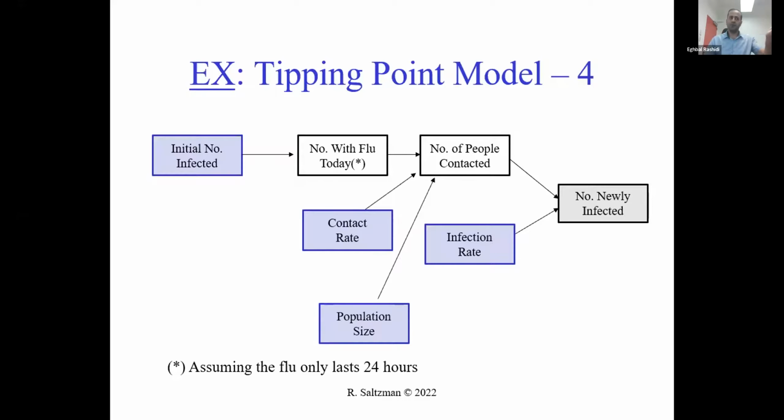Also, the initial number of infected was a constant value that goes to the number of people with the flu today. If you look further into the model, you see this is a cyclical dynamic, because the number of newly infected impacts the number with the flu today. And this goes on and on each day. So this is the dynamic.